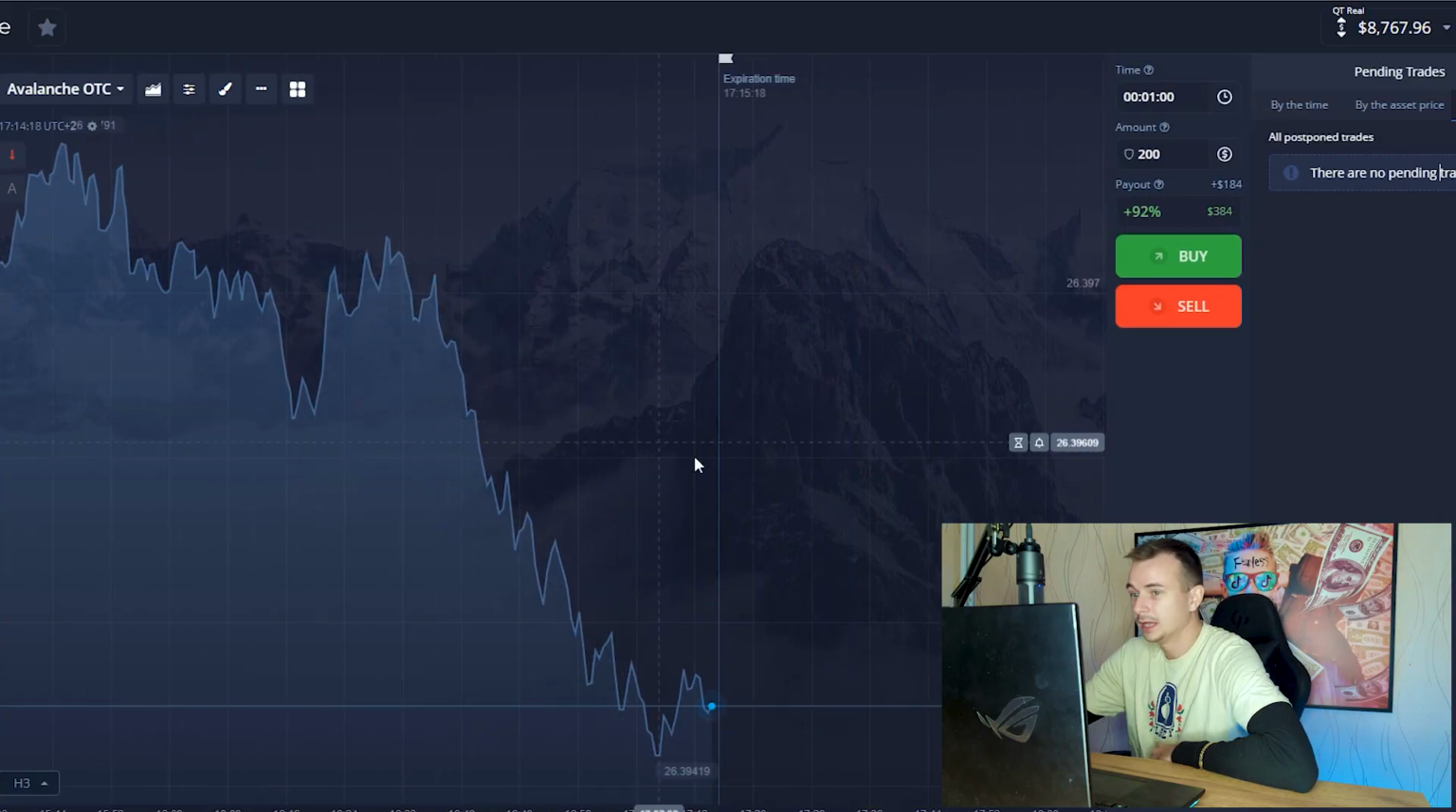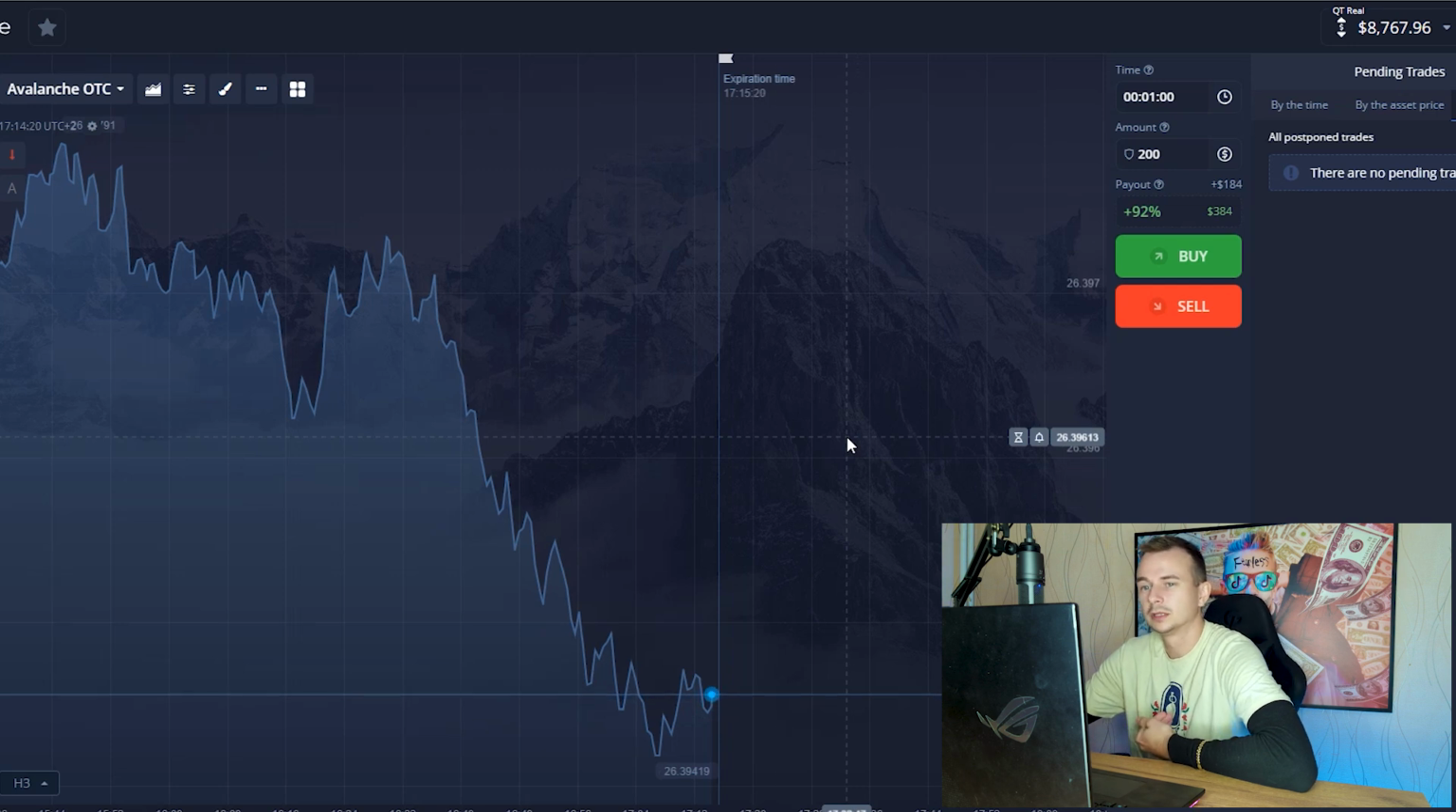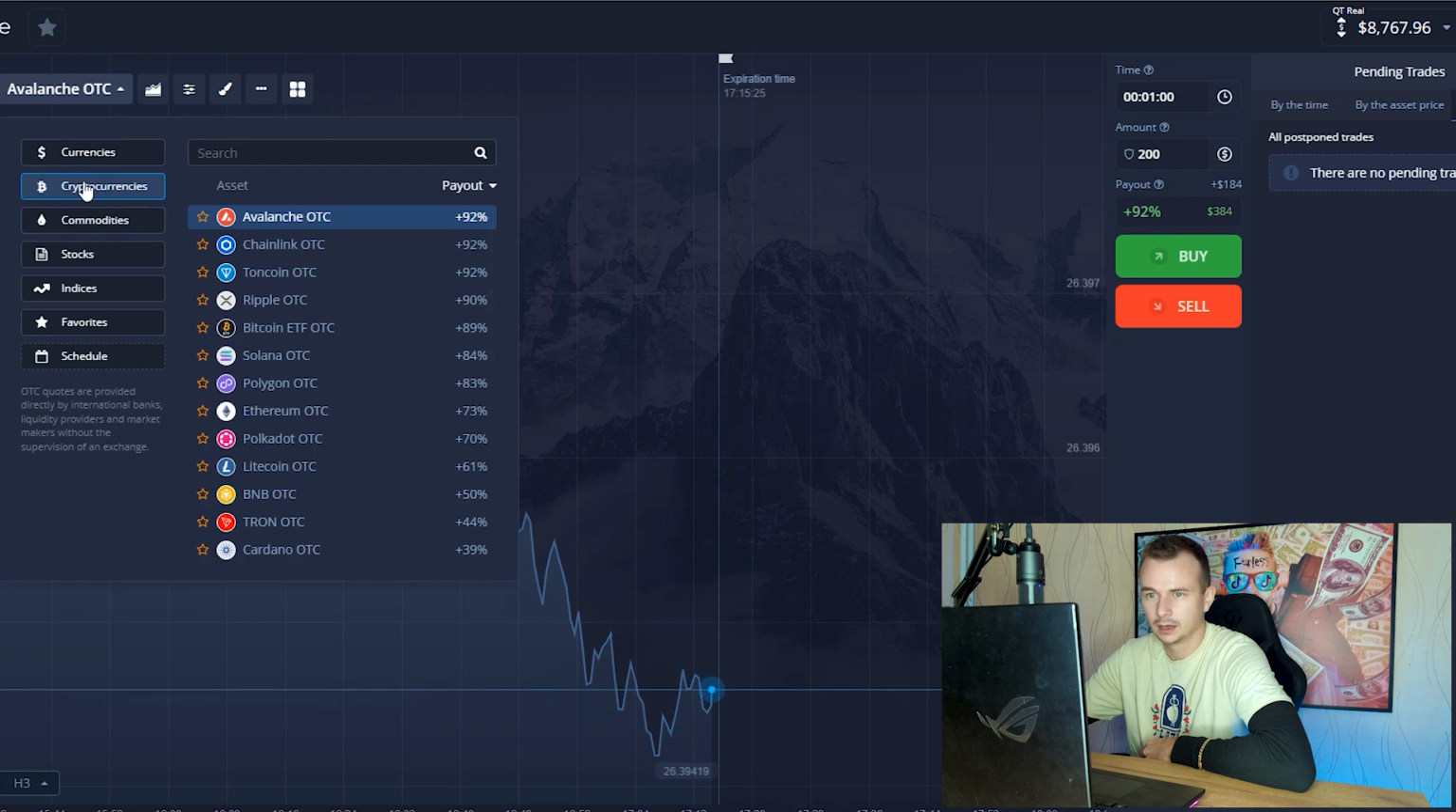And I will trade without editing, so you can see how it looks like in real life. At first we need to choose what we want to trade. I like to trade cryptocurrency Avalanche.